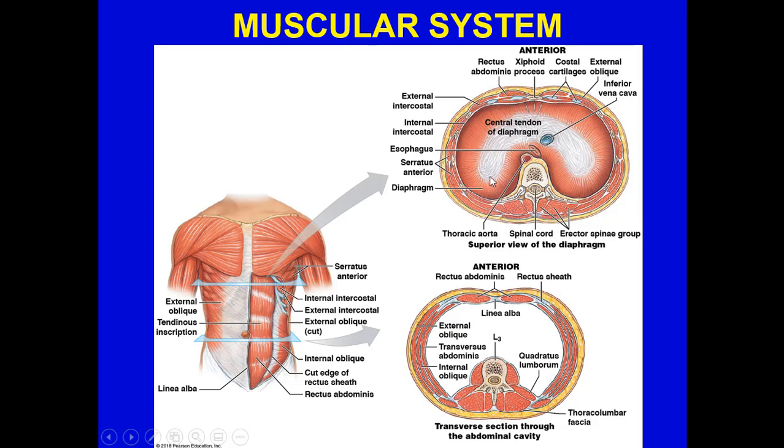Notice, and you can't miss it, is the central tendon of the diaphragm. So this is the diaphragm right here. Notice that it has apertures for the inferior vena cava and for the esophagus and also for the thoracic aorta.